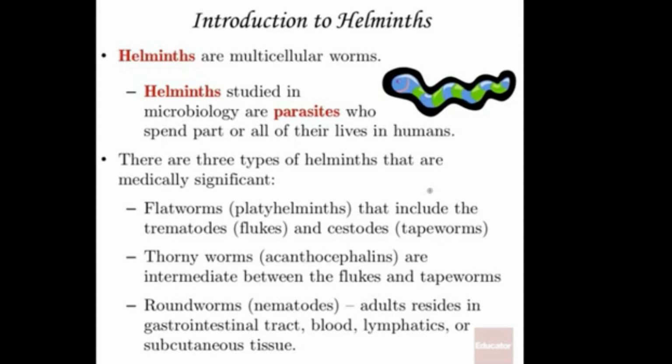They're round, of course, and these are worms that reside in the gastrointestinal tract. They can also reside in the blood, in the lymphatics, and the subcutaneous tissue. So the second example we're going to discuss is actually a roundworm example. Isn't that fun? Let's go on.